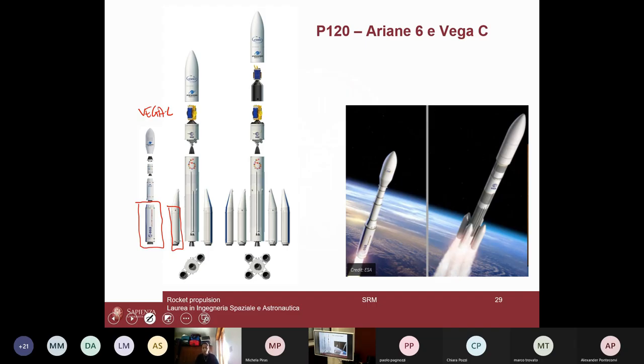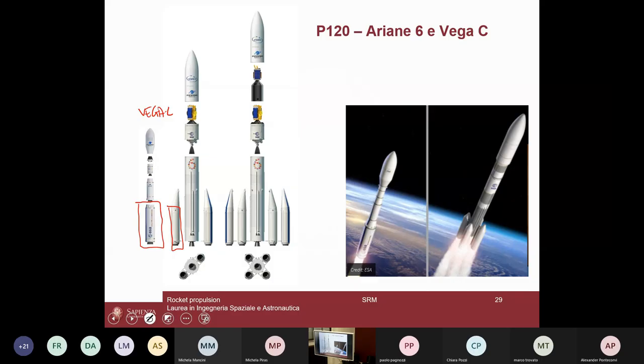Yes, here there is the future that should be next year, and that still sees the use of solid rocket. The future in Europe is made of Ariane 6 and Vega C. And here you see the solution that has been chosen by the European Space Agency, that considers the same solid rocket motor to be used as a booster for the Ariane 6 and as the first stage for the Vega C.